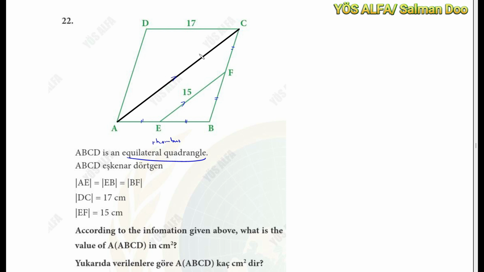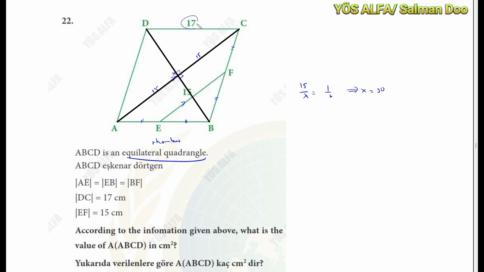So from the similarity of the triangles, let's say this is x. We can take the ratio 15 over x as BF over BC, which is 1 over 2. From here, x is 30. We also know that the two diagonals of the rhombus are perpendicular to each other, and they bisect each other. So x is 30, that means we have 15 over here, we have 15 over there.